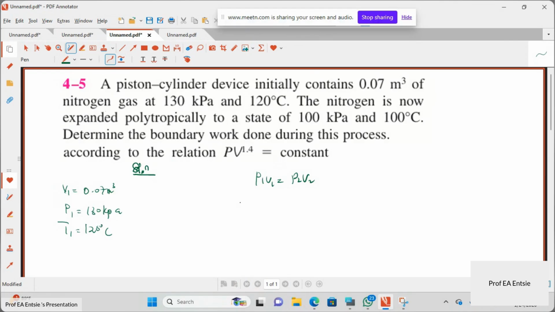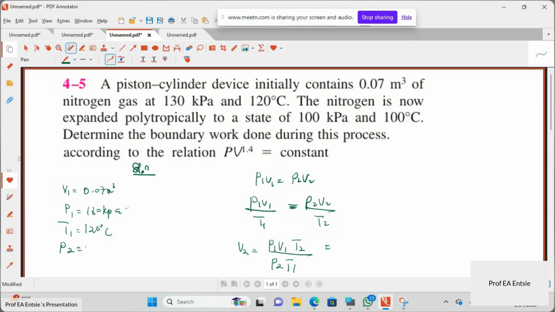So you use all the three parameters, which is P1 V1 over T1 equals P2 V2 over T2. This is what we'll be using to find the final volume of the nitrogen gas before you can even find the work done. So final volume V2, if you make V2 the subject, you get P1 V1 T2 out of P2 T1.